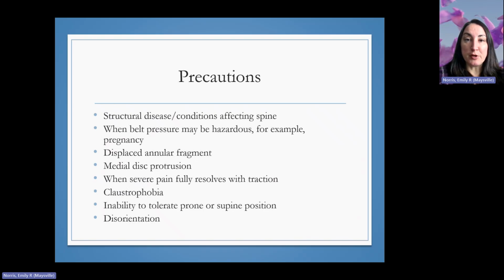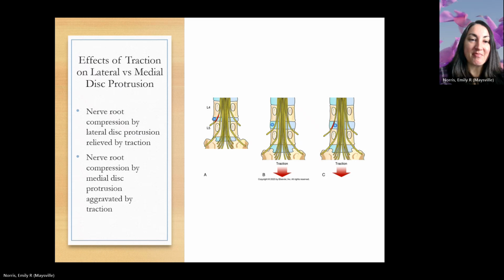If the person's claustrophobic, they may not be able to do traction. If they can't tolerate the positions they need to be in, like prone or supine, or if they're really disoriented, then they can't either. There's a few more precautions on a future slide, so we won't write these out quite yet.